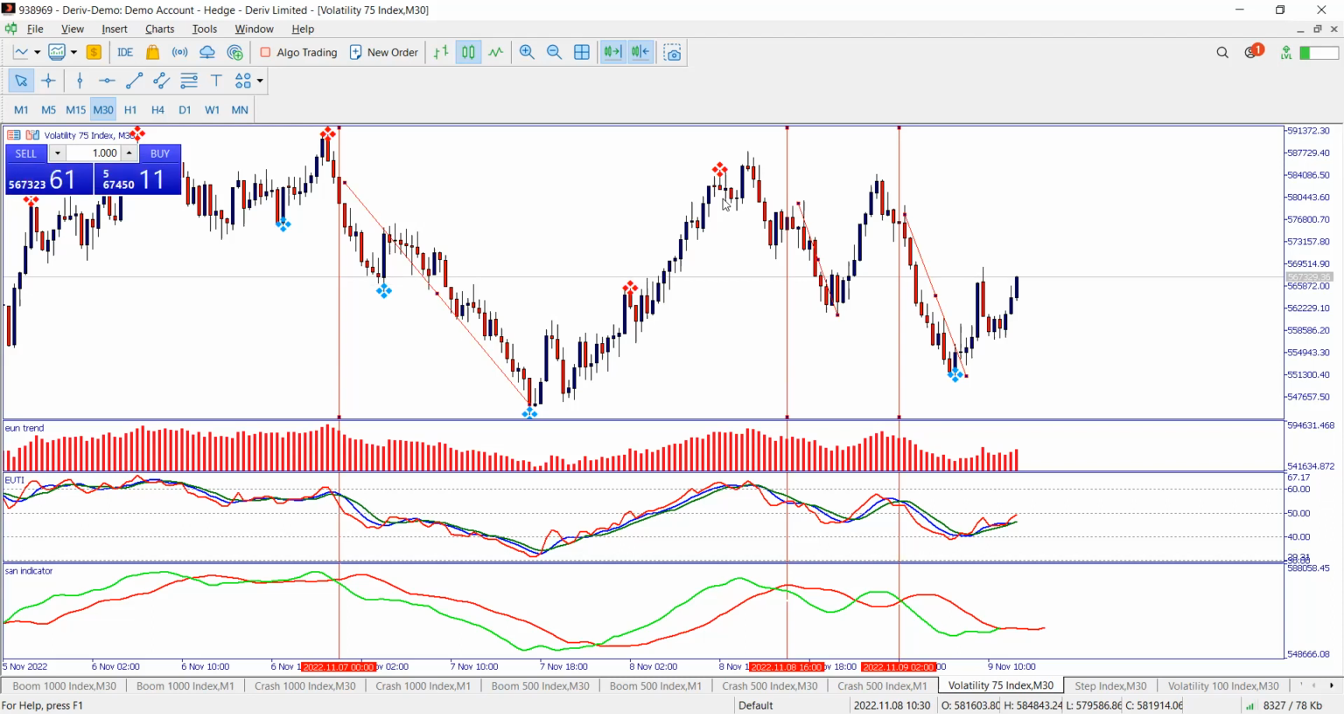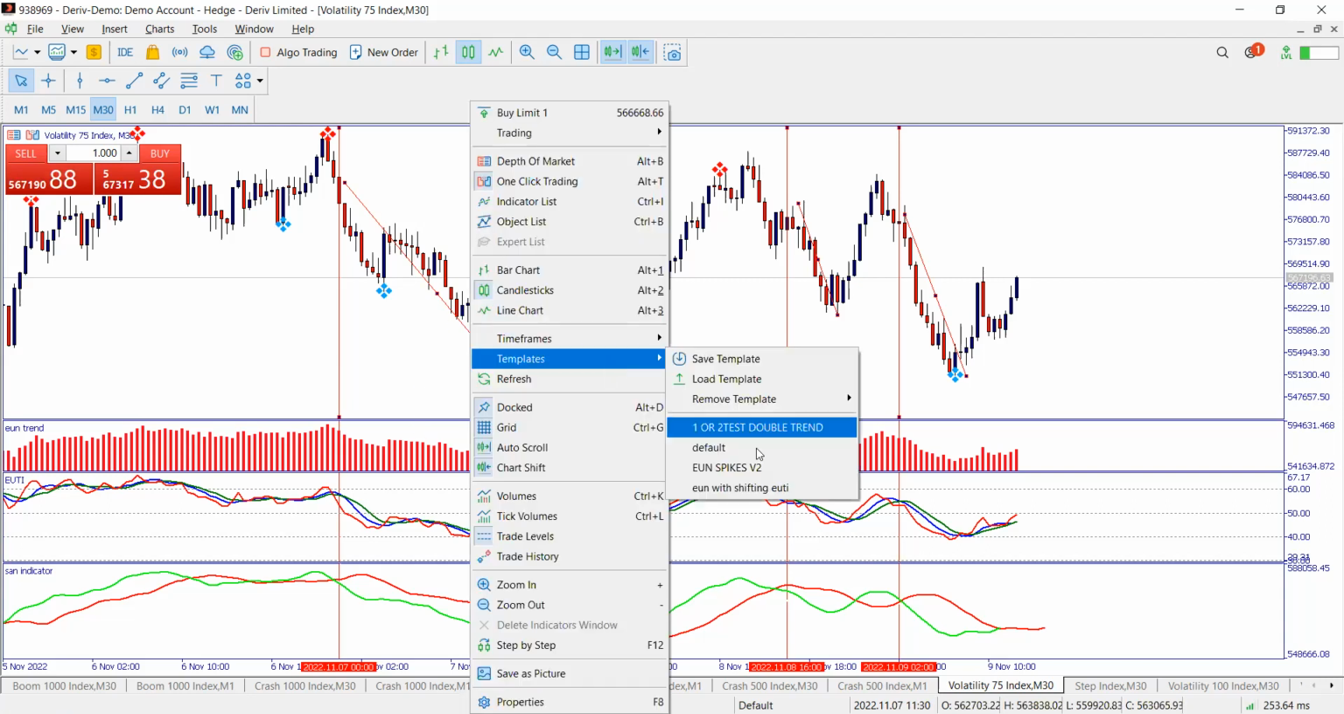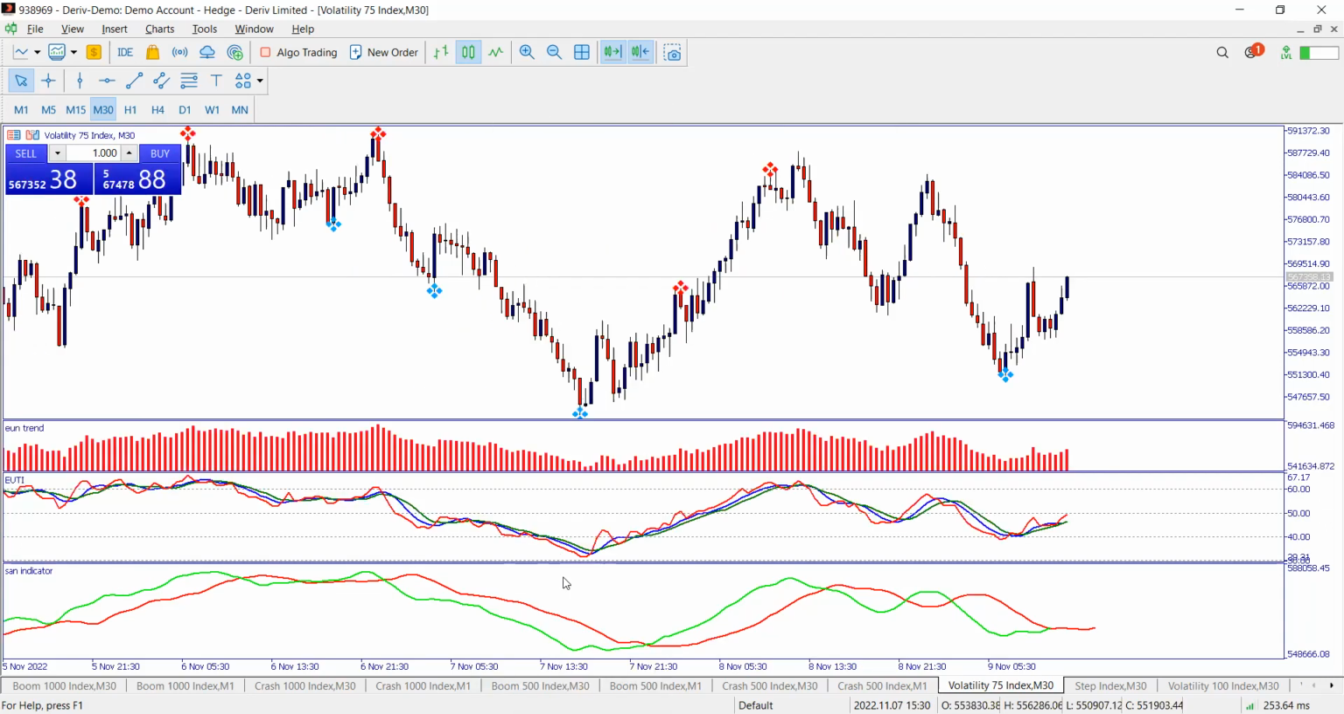Not every opportunity is yours. So in this instance, let me refresh. All right. First, our system gives us many opportunities. First it plots diamonds per screen. Red diamond is for sell, blue diamond is for buy.